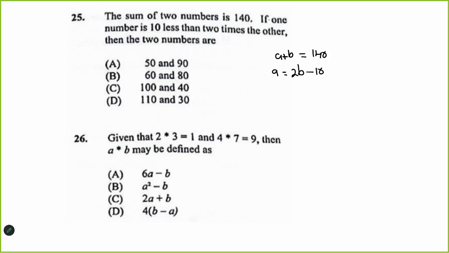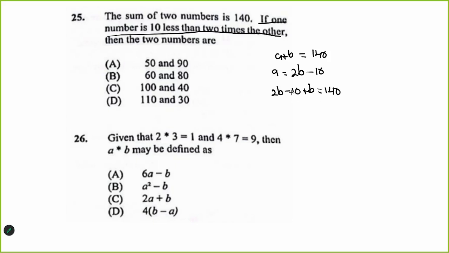That's what this means, right? One number is 10 less than 2 times the other. So you multiply the other number, which is 2 by B, and you're subtracting 10. So that's what A is equal to. Then the two numbers are, so first off, let's substitute this. This is 2B minus 10 plus B is equal to 140.